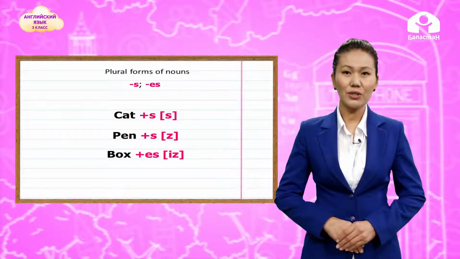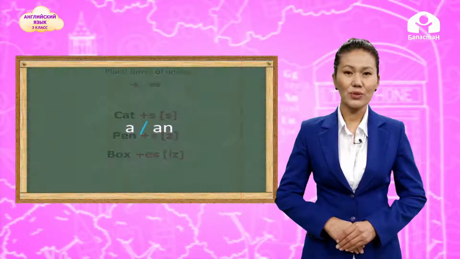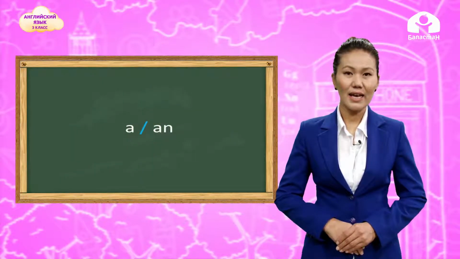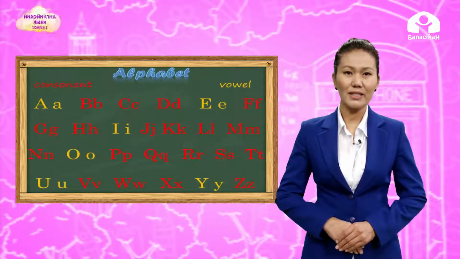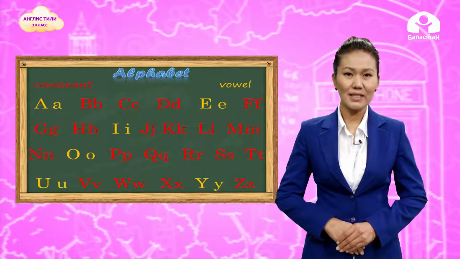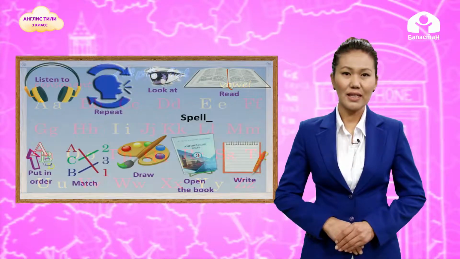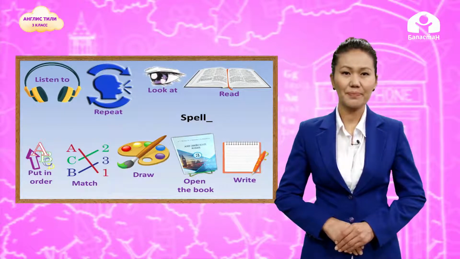Last lesson, you learned plural forms of nouns ending -es. Today, we will learn to use the indefinite articles a, an. Also, we will practice consonant and vowel sounds. And we will do exercises. So, we have many things to do. Let's start with classroom instructions.